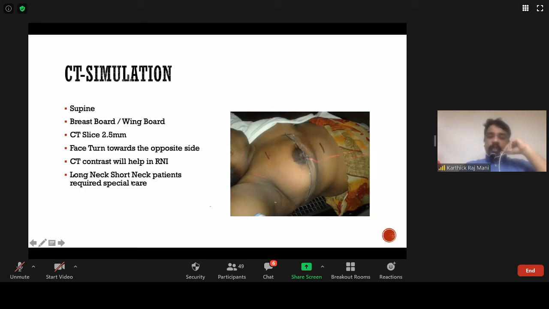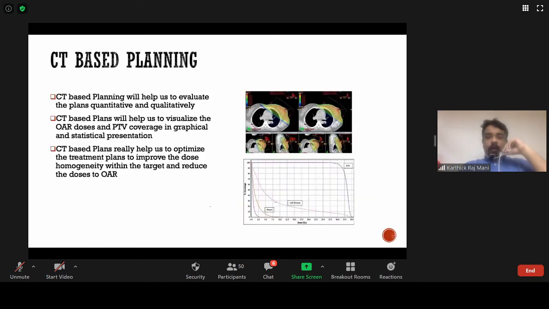Long neck and short neck patients require some special care because the anatomy of these patients makes radiotherapy planning difficult and challenging. Obviously, when you prefer regional node irradiation, whether it's axilla, supraclav, or internal mammary chain, CT-based planning is preferred because it will help you evaluate the plans quantitatively and qualitatively. It will also help you understand how homogeneously these targets are covered, and we can have graphical and statistical representations.